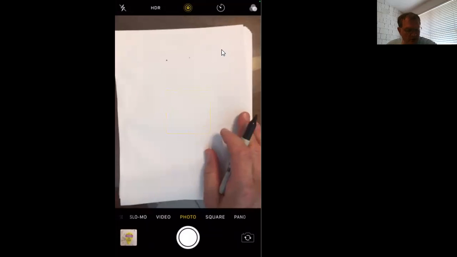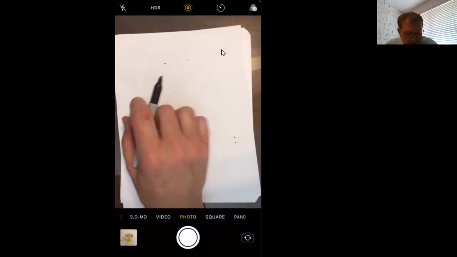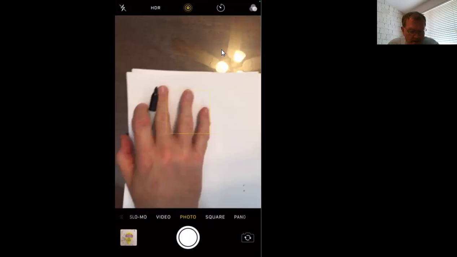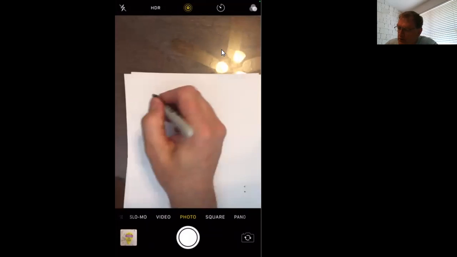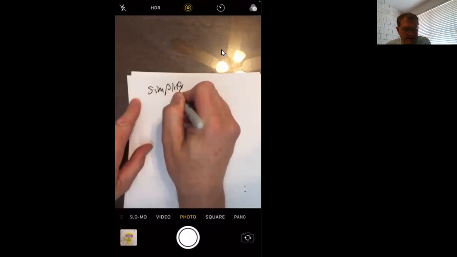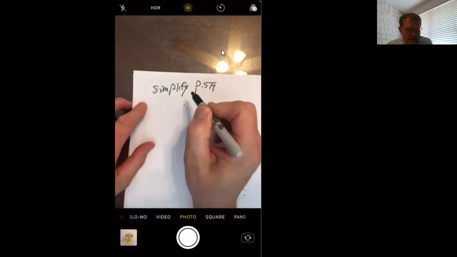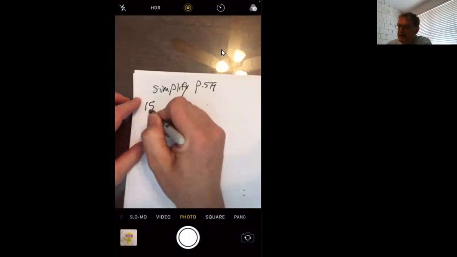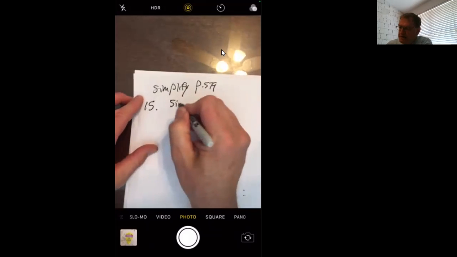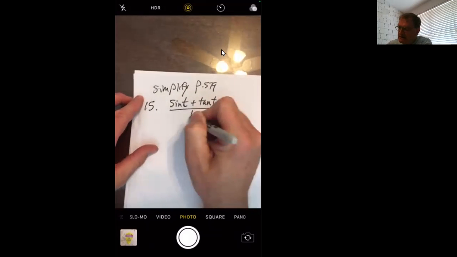What others? I'm trying to work with ones we haven't done. I'm trying to remember which ones I did last week. Why don't we simplify this, on page 579. I don't remember doing 15. Sine of t, add a tangent t, and divide by a tangent t.